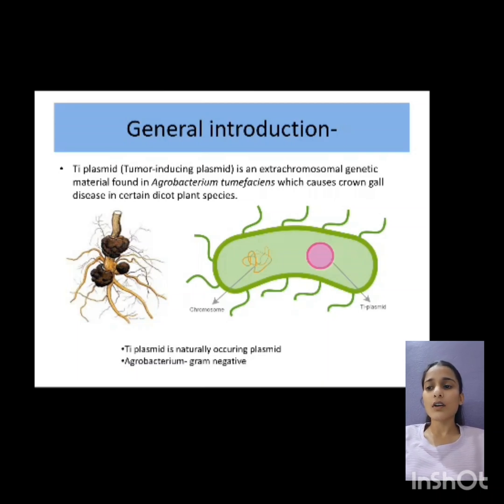This is how the formation of nodules, like tumor formation in plants, can occur, as I've shown in the pictures. And a cartoon of Agrobacterium bacteria is there, in which the chromosome and its extra chromosomal material, that is TI plasmid, is shown. So it's a general introduction that this is how the disease looks like in a plant.